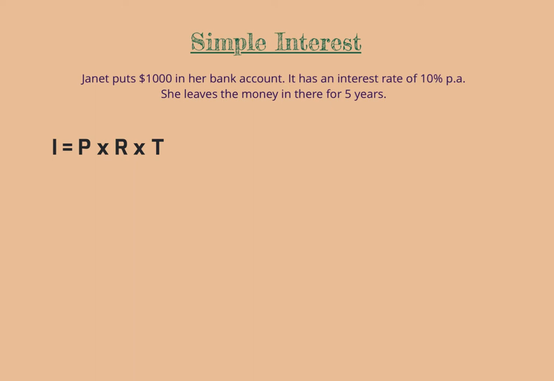Okay, so we need to have a look at our question and figure out which is the P, the R, and the T. So our principal is the $1,000. So that's how much Janet's put in. Our rate is the interest rate, so that's our R. And then T is time. She leaves it in there for 5 years.